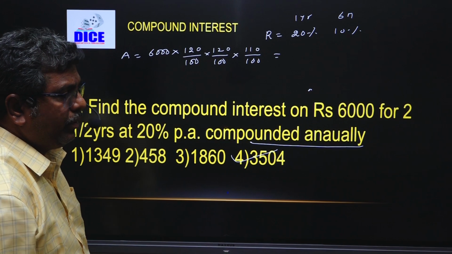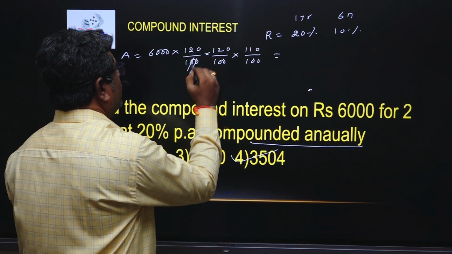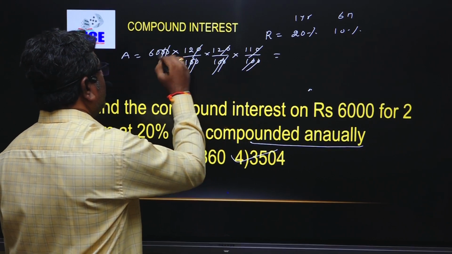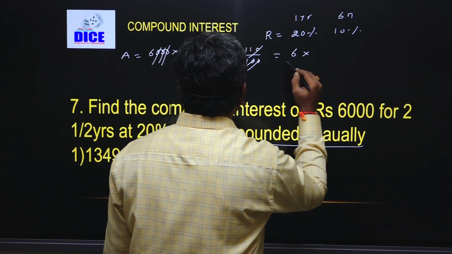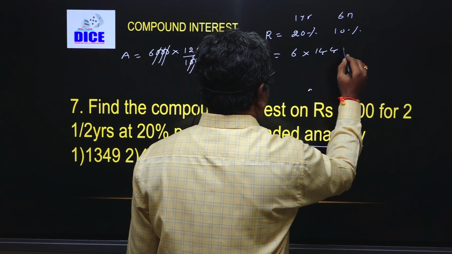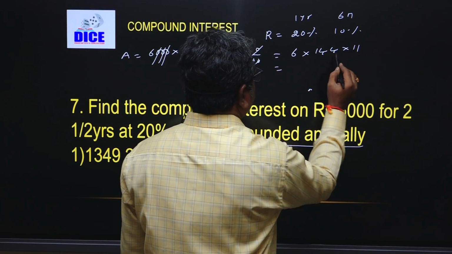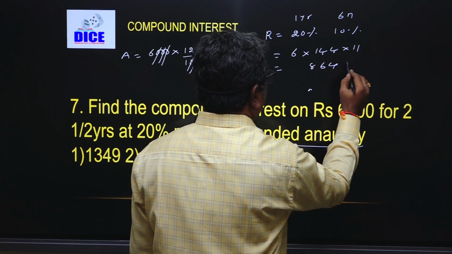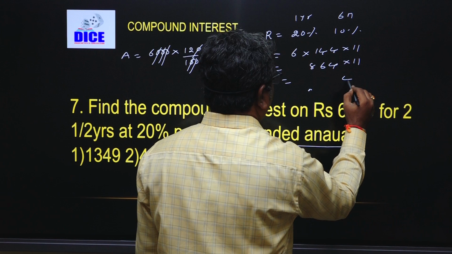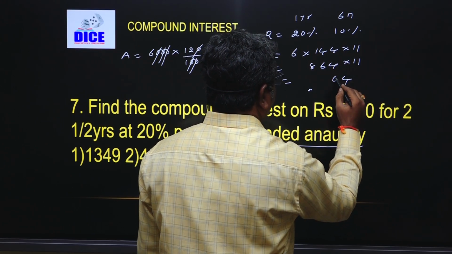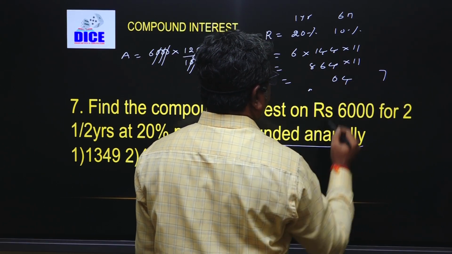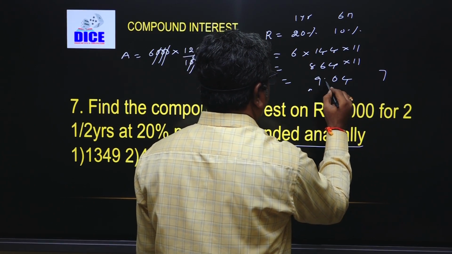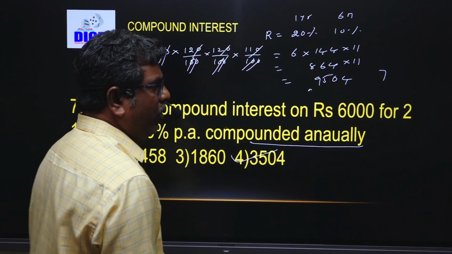The value of A. These 2 zeros cancel, this 0 cancel, this 0 cancel, these 2 zeros cancel. So 6 into 12 and 12, 144 into 11. 6 into 4, 24, 2 is there. 24 plus 2, 26, 2 is there. 864 into 11. 11 into 4, 44, 4 is there. 66 plus 4, 77. 11, 88 plus 7, 95. So finally the value of A is 9504.